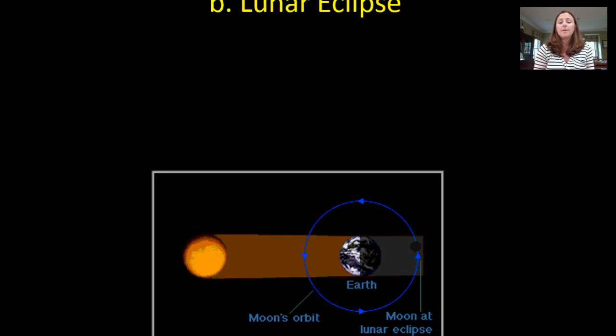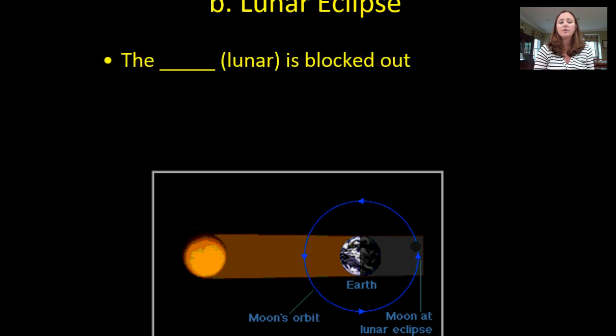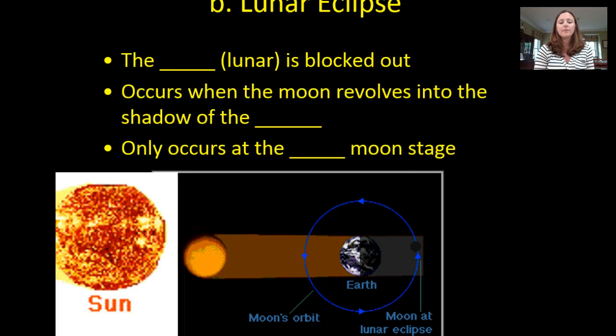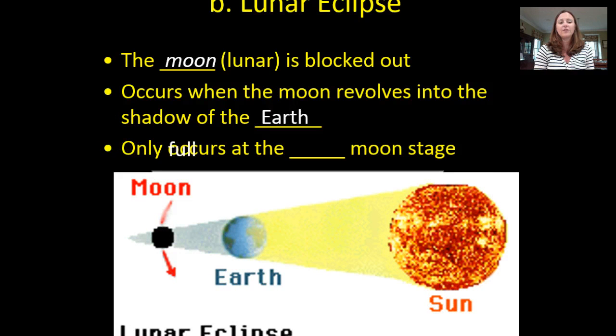Now, a lunar eclipse is when the moon, lunar, is blocked. So how does this occur? Well, it occurs in the full moon stage, and it is when the moon revolves into the Earth's shadow. And again, it only occurs in the full moon stage. So let's take a look at this diagram a little more closely and see what's happening here. We have our sun, and in this full moon phase, if we're standing here, we would look up and we would see the moon.